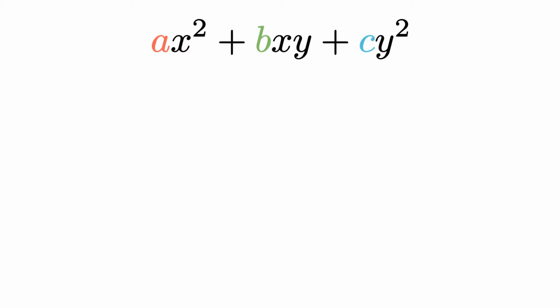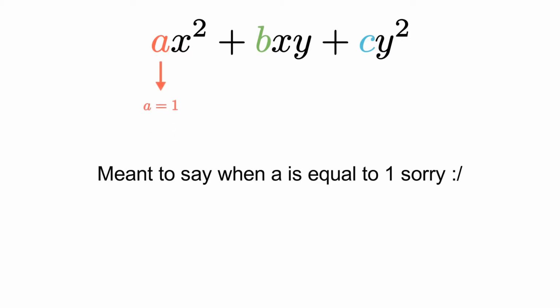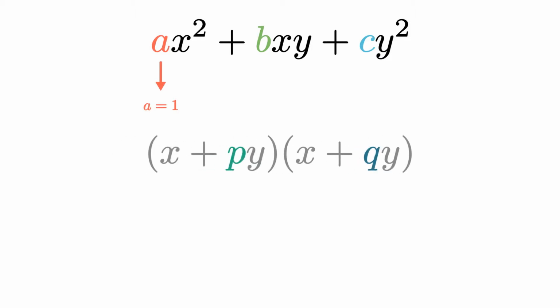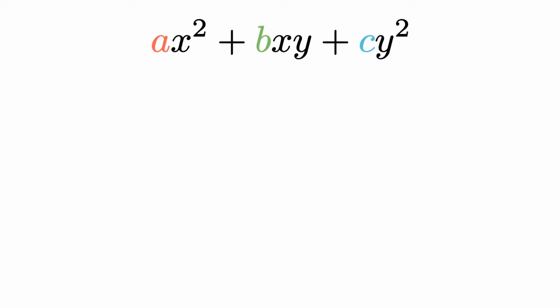The first case is when a is equal to 1. When a is equal to 1, we will factor it to become x plus p times y times x plus q times y. Now, in order to identify the values of p and q, it's going to be very similar to how we do it with one variable. And we want to focus on the last coefficient c and the middle coefficient b. And we want to make sure that when we multiply p and q, it'll give us the value of the last coefficient c. And then when we add p and q, it'll give us the value of the middle coefficient b.